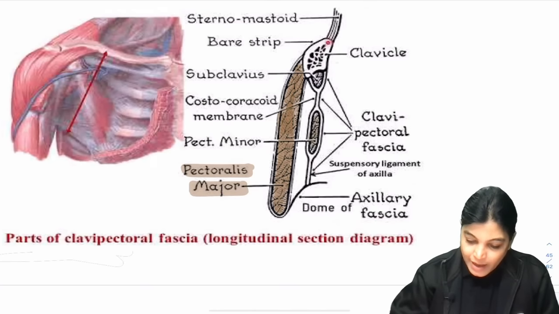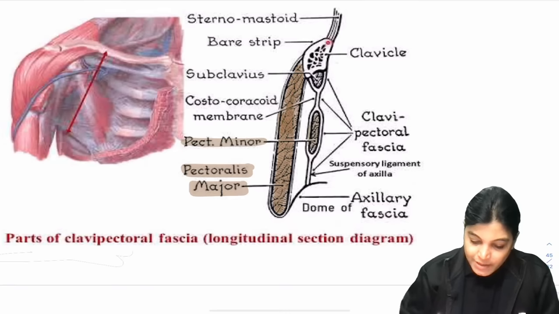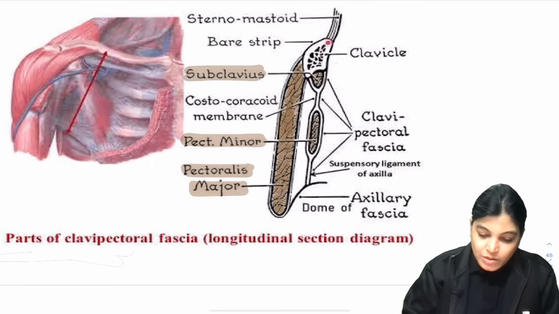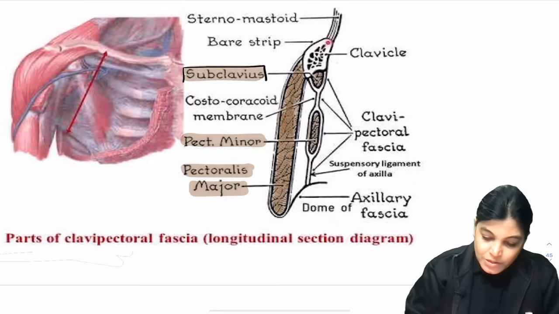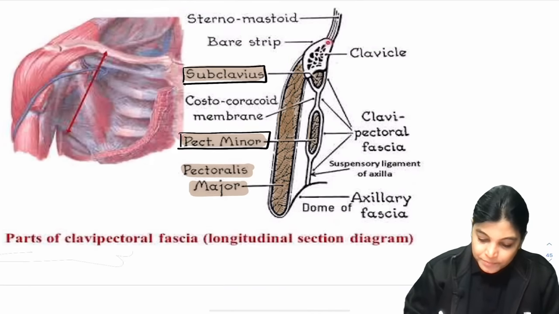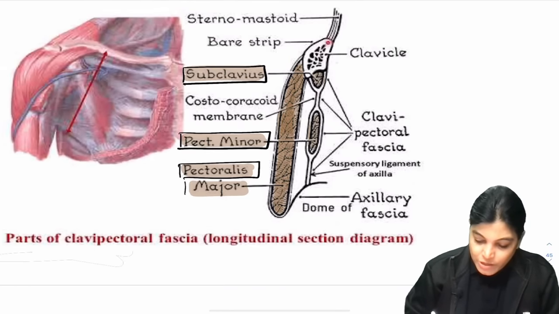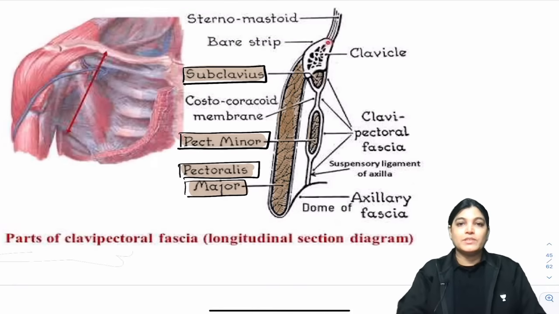Just deep to pectoralis major muscle is the pectoralis minor muscle, and inferior to the clavicle we have seen the subclavius muscle. So we have now finished the topic of these three muscles: pectoralis major, minor, and subclavius muscle.